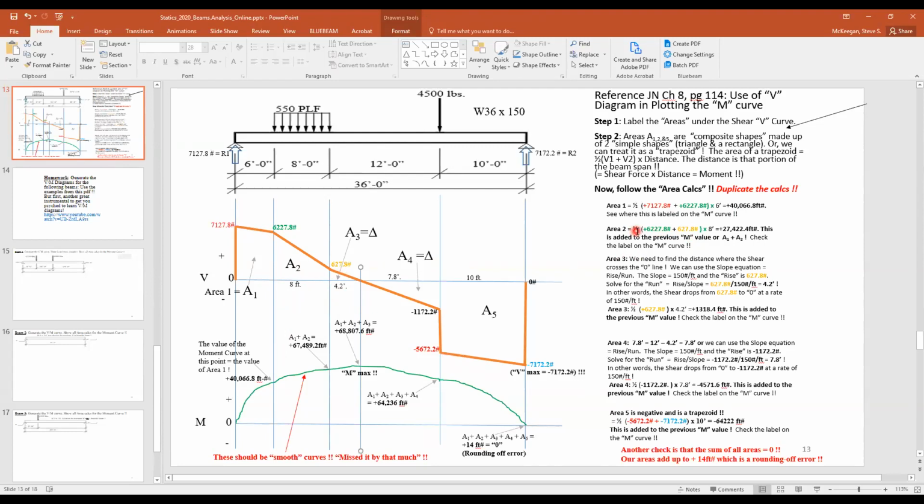In math, those two values were lengths. Now in statics and strengths, these two values are shear loads. The units of a load are pounds. So we have the average of the two shears times that portion of the span that we're dealing with between significant points, 8 feet. And that gives you 27,422.4 foot-pounds.